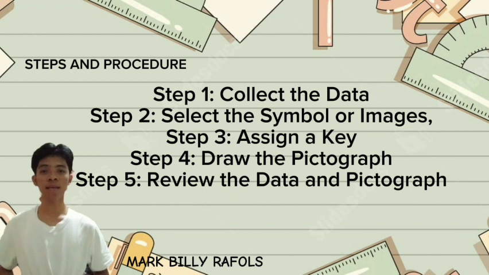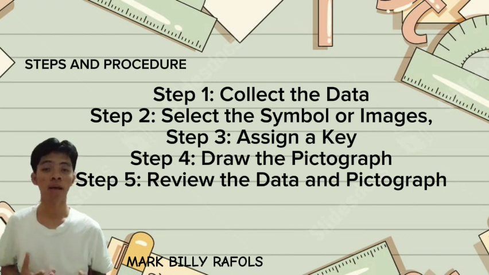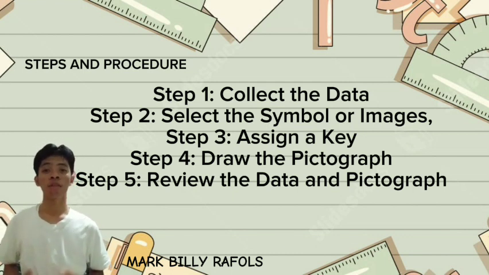Step 3. Assign a key. While representing the data using images, use a key which denotes the value of the image. Because if the frequency of the data is too high, then one image is not enough to represent the data. Thus, the numerical value called key is used, which should be written along the pictograph.